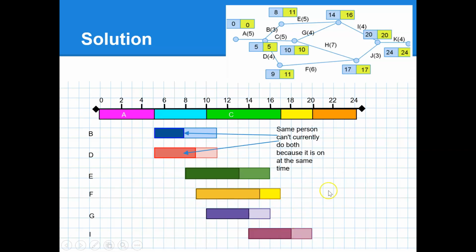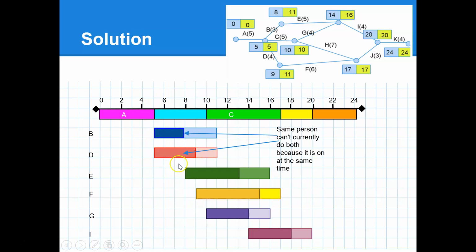G and I. So if we were to look at these two here, B and D, the same person can't do these activities. That's an assumption that we make. We assume that only one person can do an activity at one point in time. They can't multitask. So we would at least need to have 3 workers, because there'll be someone here doing something, someone here doing something, someone here doing something.